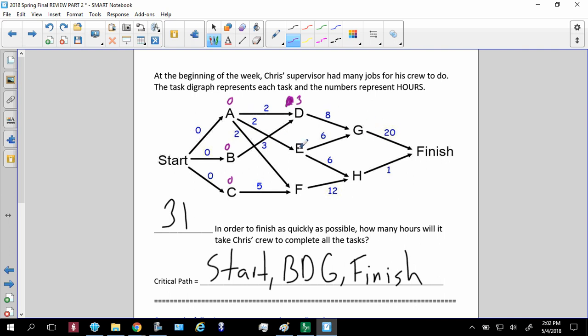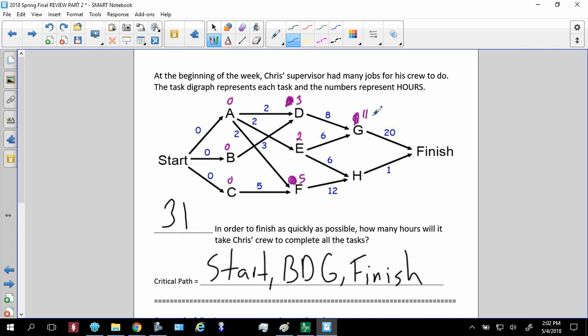Now, A is the only thing leading to E, so that means E will start at the 2-hour mark. A and C, notice they're both going to F. A will get there faster, in 3 hours. But notice that C is the longer one. C will get there in 5 hours, and you're always taking the longer. Looking at G, same thing, 3 and 2. E will get there in a total of 8 hours. D will get there in a total of 11 hours.